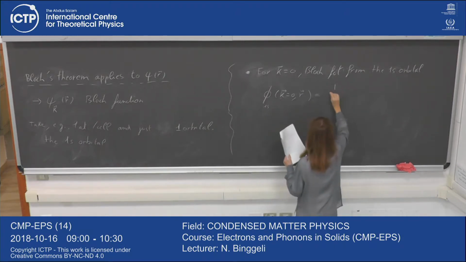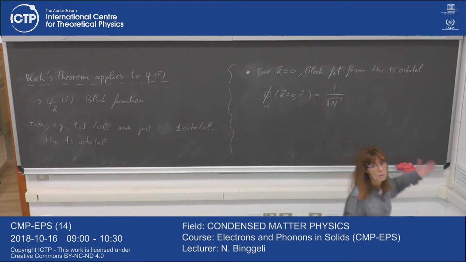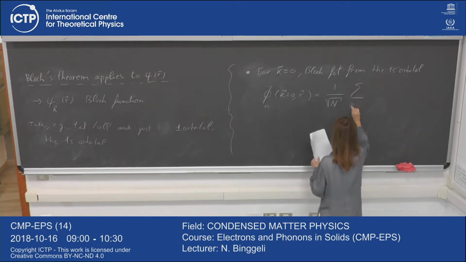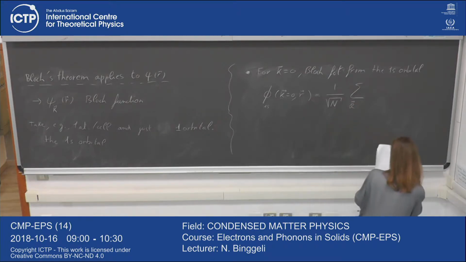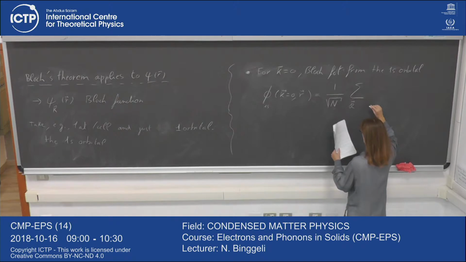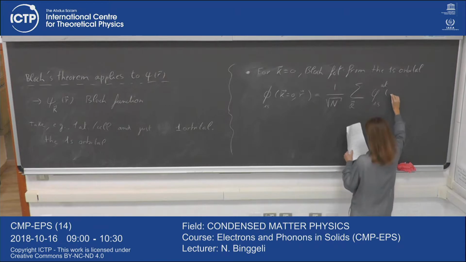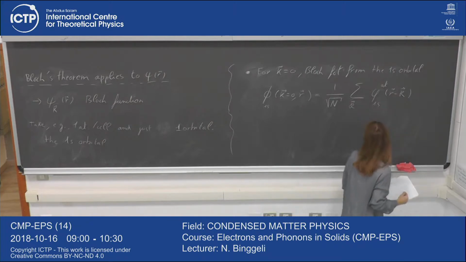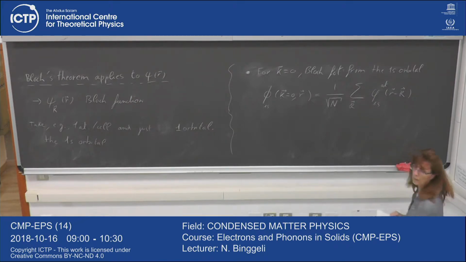This is just 1 over the number of cells in the piece of crystal I consider, times the sum over the Bravais lattice vectors R of phi_1s atomic of (r minus R). So this is the Bloch state that I can construct for k equal to 0 from my 1s orbital, because this object is periodic.